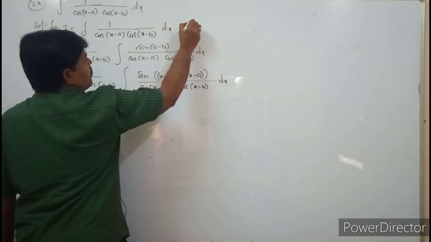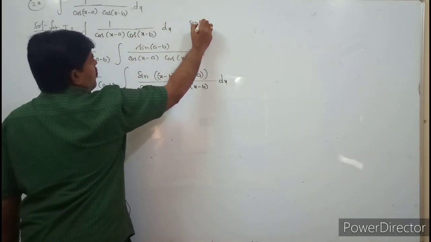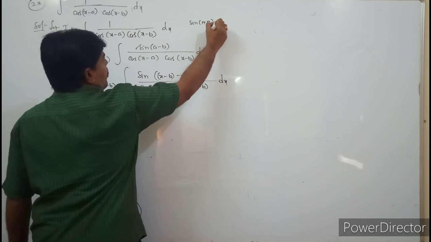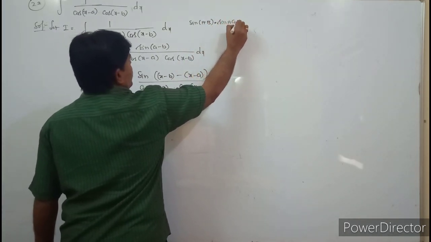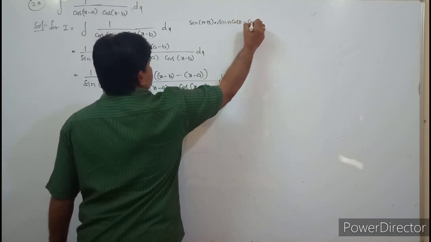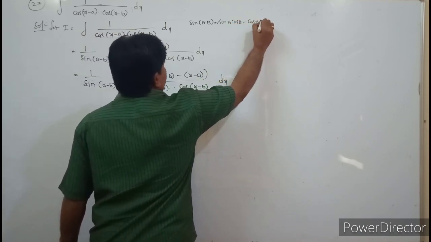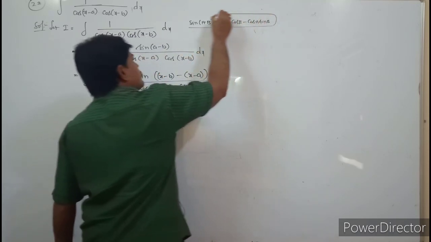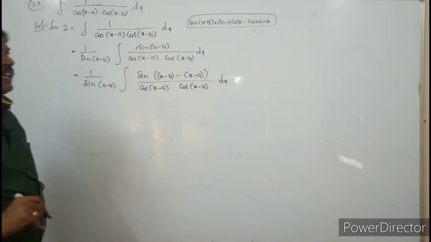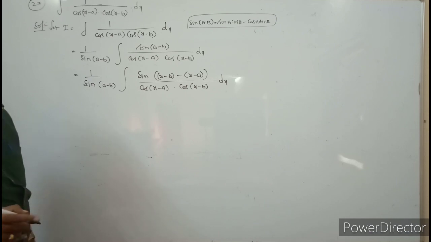Sin of a minus b formula. What is the sin of a minus b formula? Sin of a minus b is sin a cos b minus cos a sin b. So this formula we are going to use here: sin a cos b minus cos a sin b.